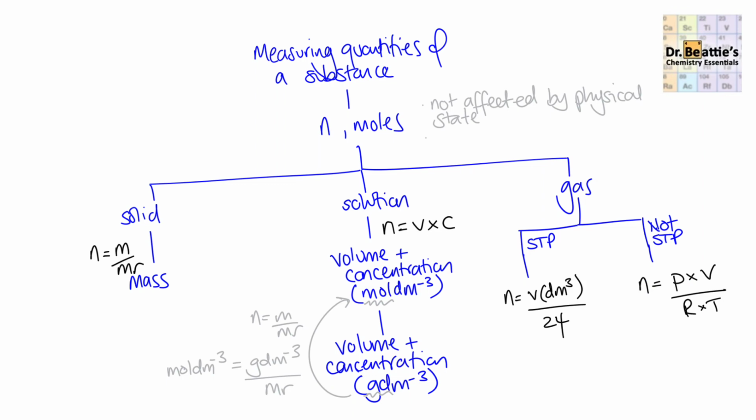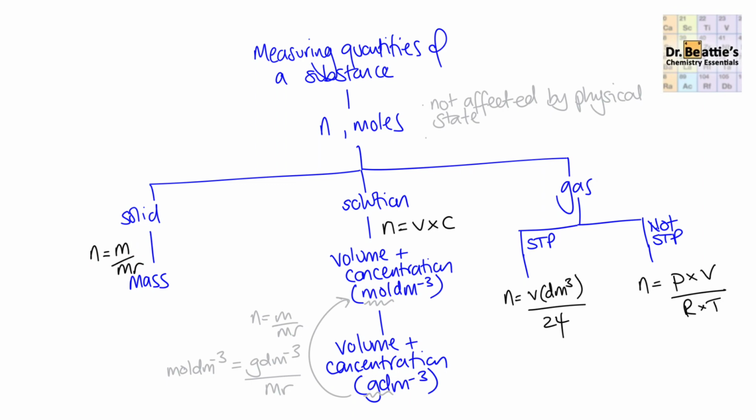And this is pressure times volume divided by gas constant R, which is in your data sheet, times the temperature in Kelvin. And so in the exam, it's your job to identify, given the units that you're given, so mass would be in grams, volume in decimeters cubed or centimeters cubed, and then concentration is either moles per decimeter cubed or grams per decimeter cubed, to then identify what equation you need to use in order to compare the different substances.